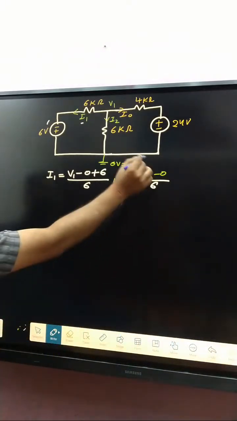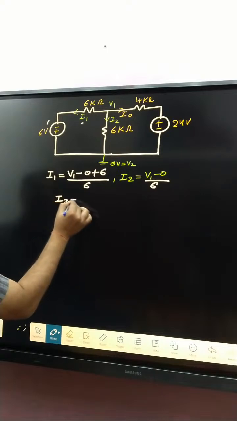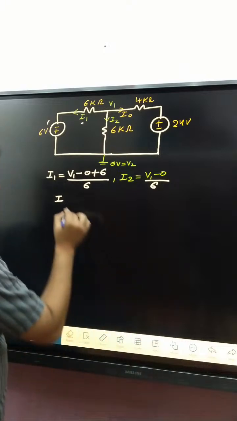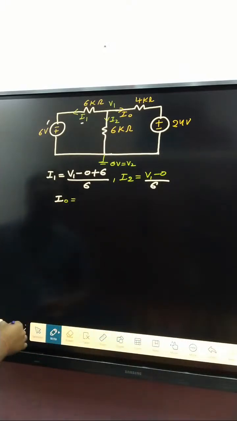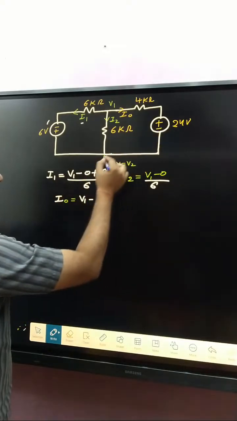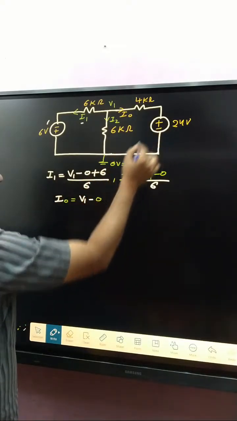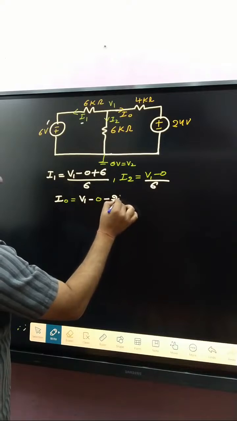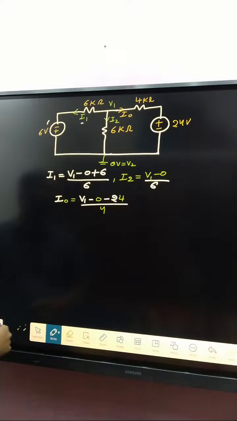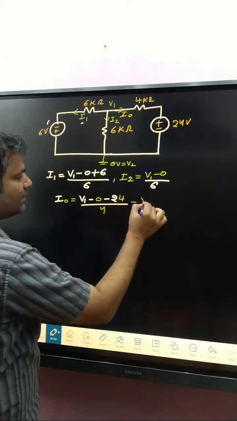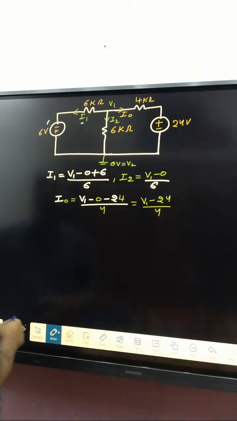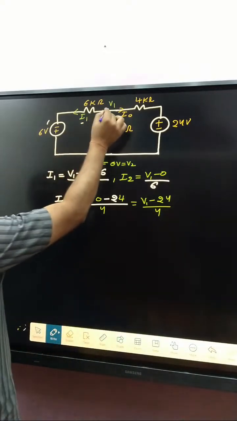Now, what about I3? Sorry, not I3, here I0. I0 is written as V1 minus 0, with the source 24 volt. Current leaves from the negative terminal, so minus 24, divided by how much? 4 kilo ohm. So V1 minus 24 divided by 4. Okay. Now apply KCL at that node.